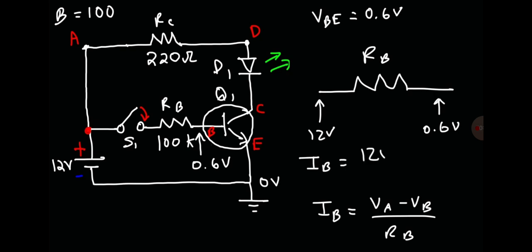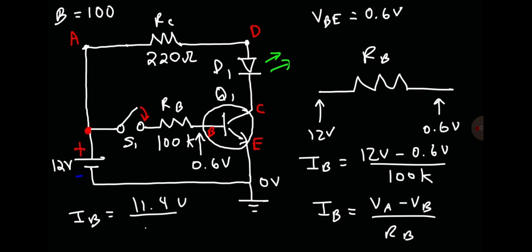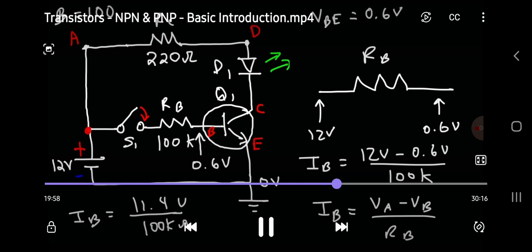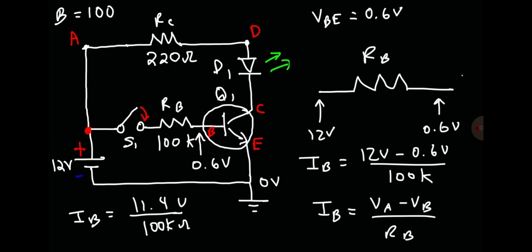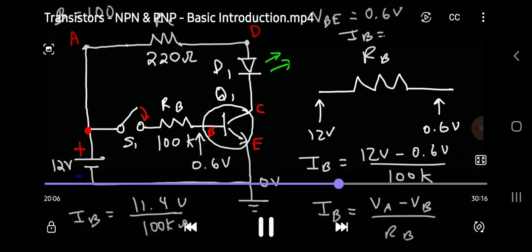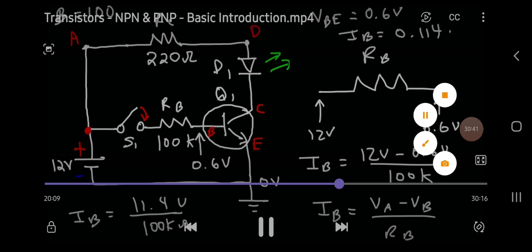And so that's going to be 12 volts minus 0.6 volts divided by 100 kiloohms. So 11.4 volts divided by 100 kiloohms. Now, something I do want to mention is that when you divide volts by ohms, you're going to get the current in amps. If you divide volts by kiloohms, you're going to get the current in milliamps. So 11.4 divided by 100 will give us a current value of 0.114 milliamps.